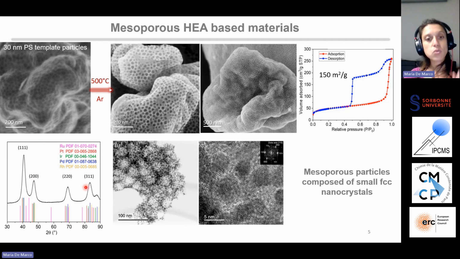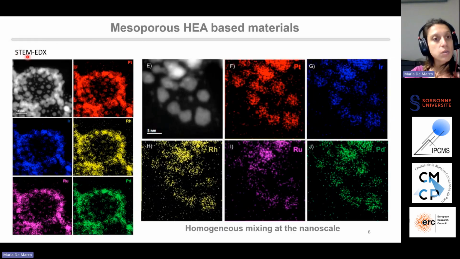And when we take a closer look at our porous structure, we can actually see that the particles are composed of tiny nanocrystals of about 5 nanometers in diameter with the face-centered cubic structure. So scanning transmission electron microscopy characterization coupled with energy dispersive X-ray spectroscopy revealed that the 5 metals that we used are actually homogeneously distributed across the whole structure, and the mixing looks homogeneous even at the scale of 2 nanometers.